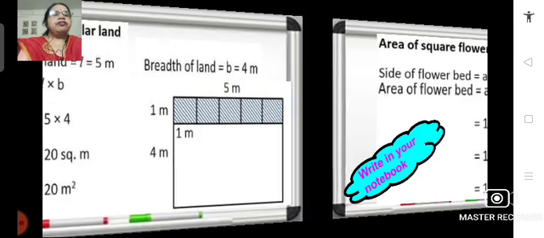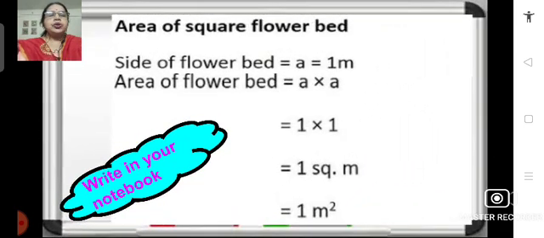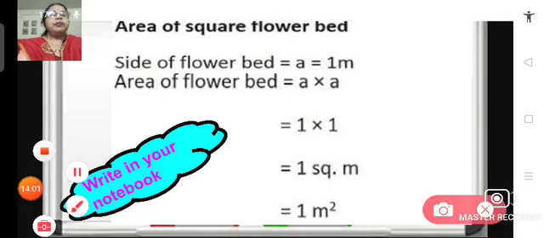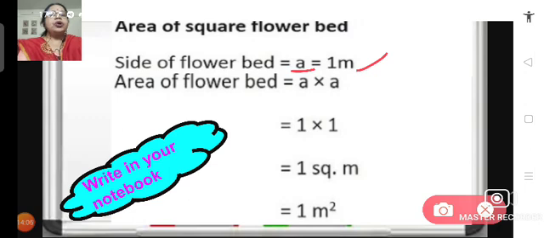Now let's find out the area of the square flower bed. We know that the side of the flower bed is 1 meter, side is taken as A, so it is 1 meter. So what will be the area of the flower bed? It will be side into side or A into A. So it will be 1 multiplied by 1. So what does it give? It gives 1 square meter. So 1 square meter or 1 meter square is the area of a single flower bed.